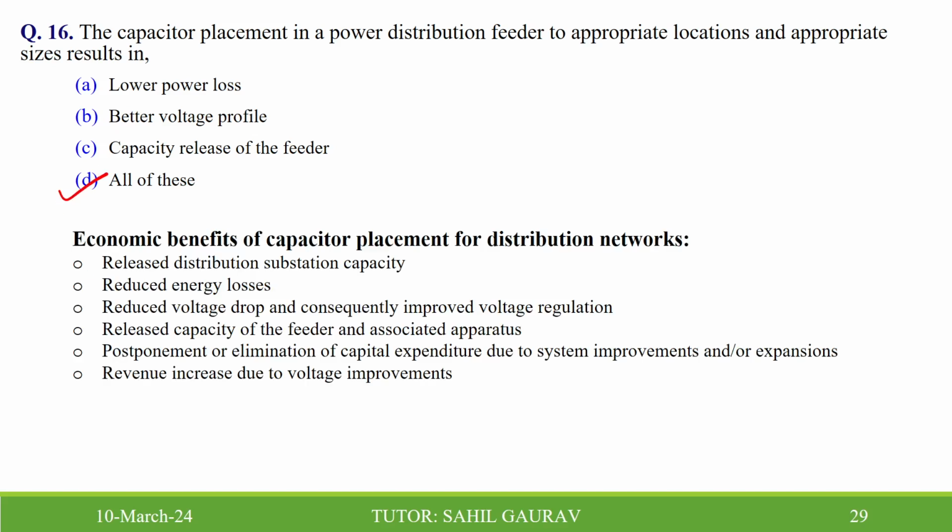So here there are some benefits of capacitor placement for distribution networks. It helps release the distribution substation capacity, and it reduces the energy losses. It reduces voltage drop and consequently improves voltage regulation. It releases the capacity of feeder and associated apparatus, postponement or elimination of capital expenditure due to system improvements and or expansions, and revenue increase due to voltage improvements. So these are the benefits from the capacitor installation in distribution networks.